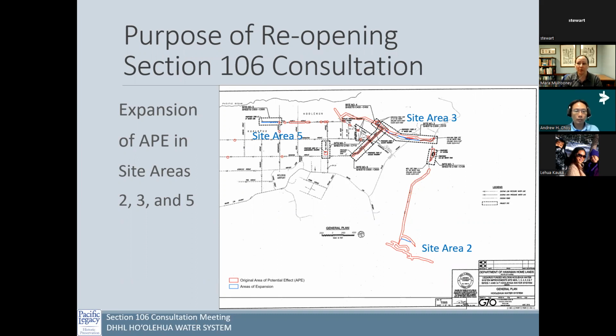They're shown in blue. And so what we call those is expansion areas. That is the area of potential effect, or the original project area in site areas 2, 3, and 5 was expanded. And it was expanded when that additional design and engineering work was done as the final construction plans were being developed for the project.